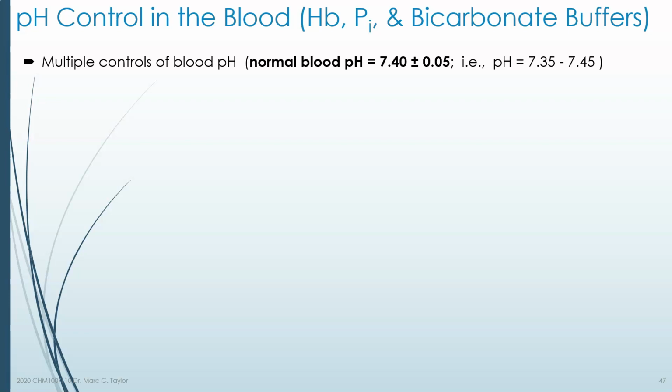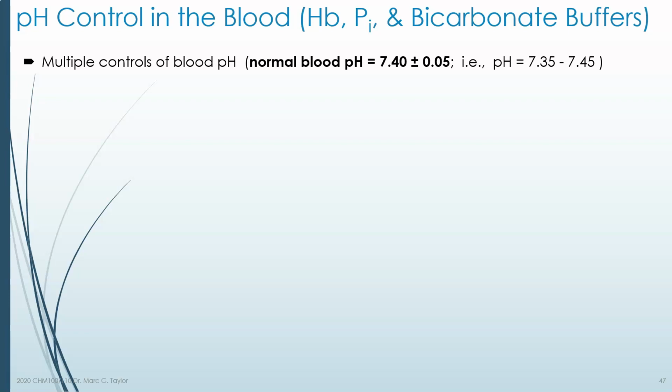Now, buffers are important in every cell of your body, as well as a lot of the compartments of your body, your small intestines, your large intestines, your stomach. They all have their own pH, and those are controlled by different processes in your body. And your blood is no different. Your blood is controlled by 3 different buffering systems.